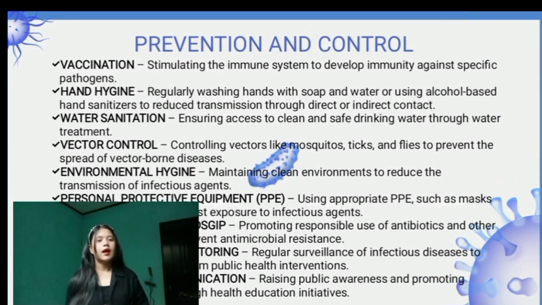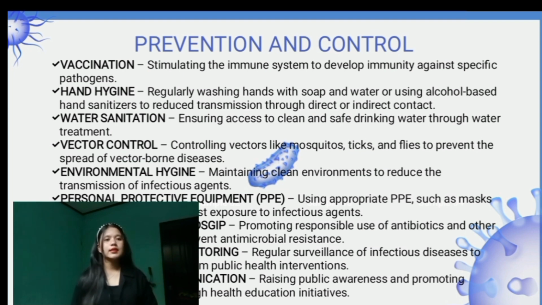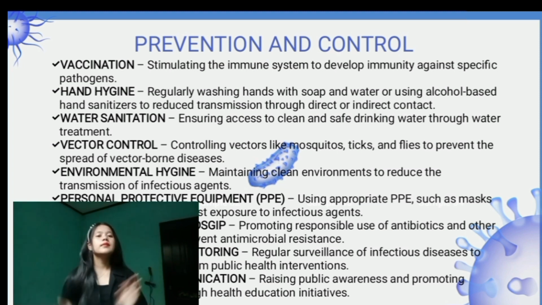So now let's proceed to the prevention and control. Vaccination is stimulating the immune system to develop immunity against specific pathogens. It reduces the risk of getting disease by working with your body's natural defenses to build protection. Next is hand hygiene. Regularly washing your hands with soap and water or using alcohol-based hand sanitizer reduces transmission through direct or indirect contact.